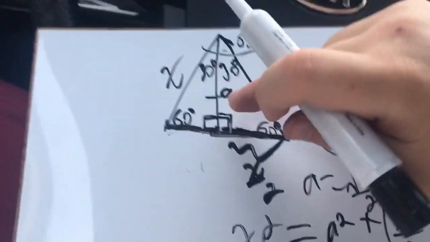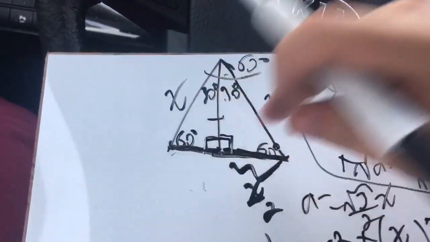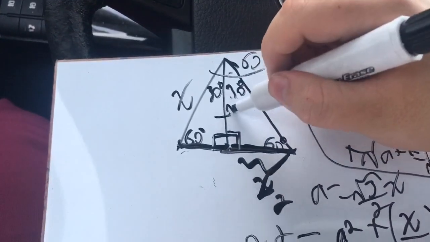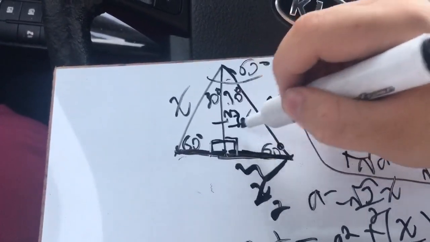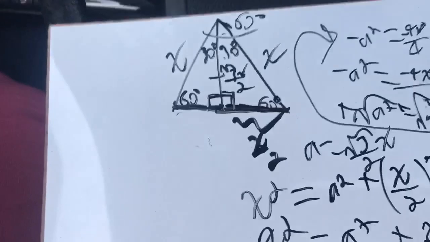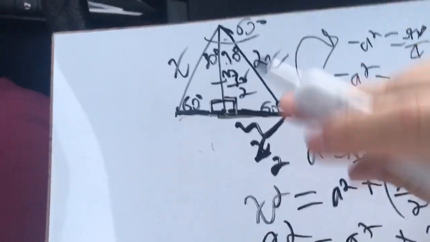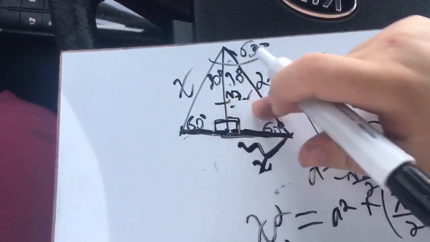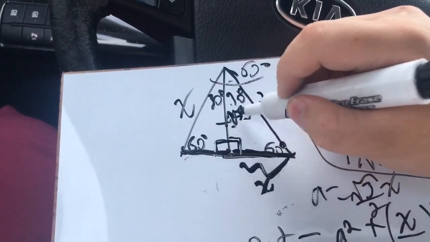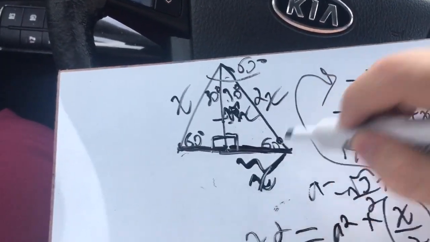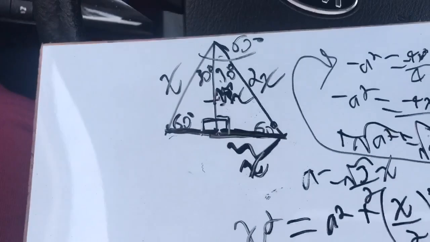So let's bring that over here: square root of 3 x divided by 2. And we could multiply each side by 2 to get 2x, root 3 x, and x. And that's the 30-60-90 ratios. Now let's go on to the 45-45-90 ratio triangle.